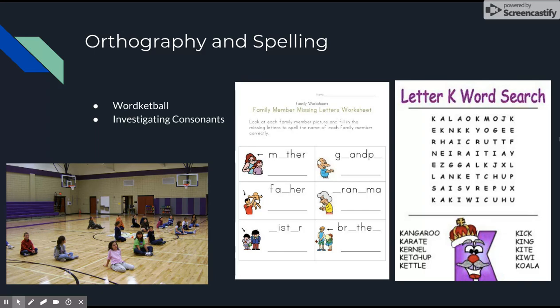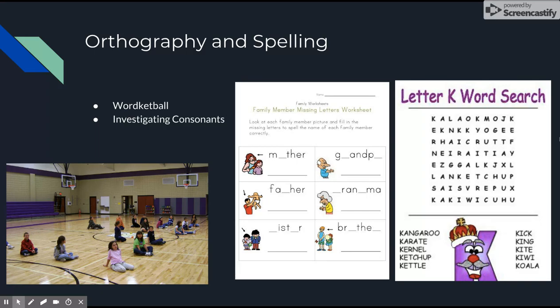Another way to practice spelling would be through investigating consonants and discovering different words. So here I incorporated 2 different pictures of games or worksheets that you could do. So the first one is a family member missing letters worksheet. So you'd have a picture, great for ELLs to see, pointing at who they're talking about.